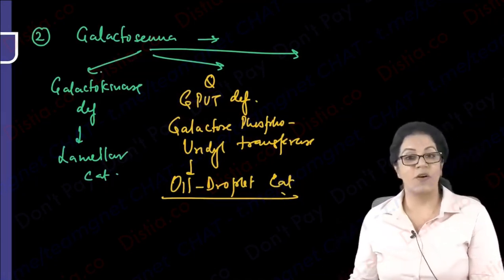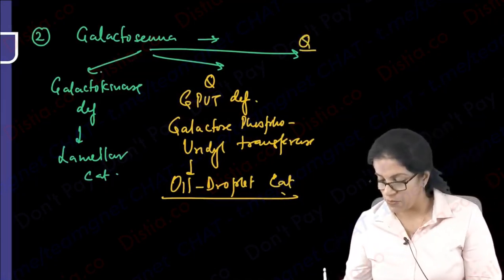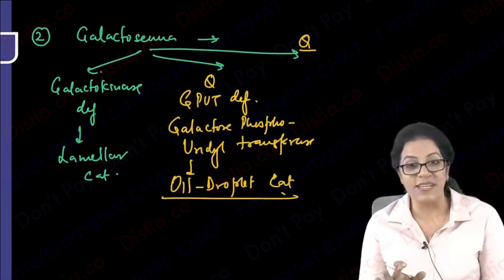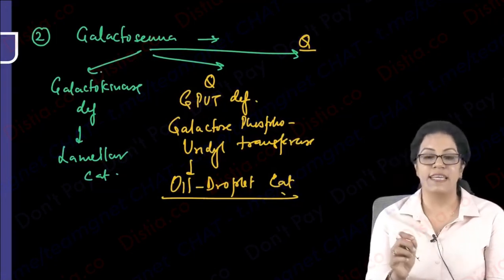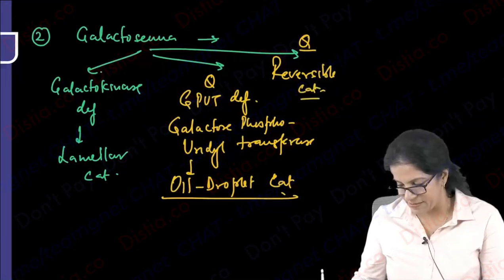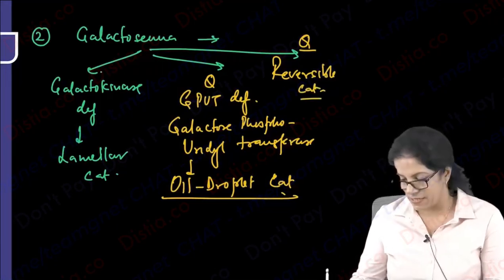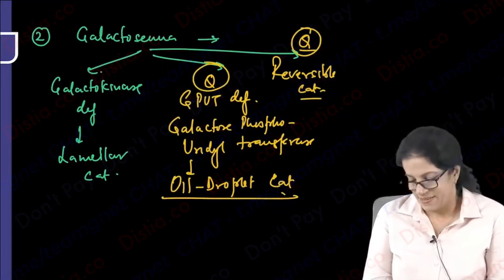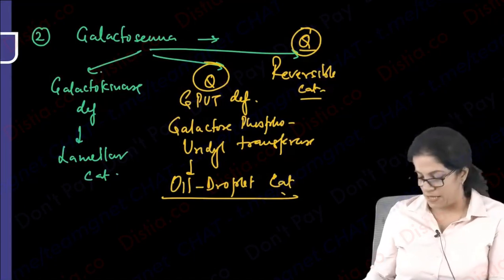Third important thing, also an exam question, they had asked you once: which is a reversible cataract? Cataracts are not supposed to be reversible at all, but the only name I can take is galactosemia, as it can be, not always, a reversible cataract. So this is another Q. These are the 2 Qs, keep in mind. Right, so that was about galactosemia.